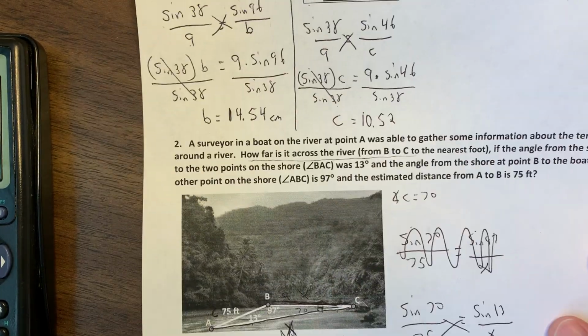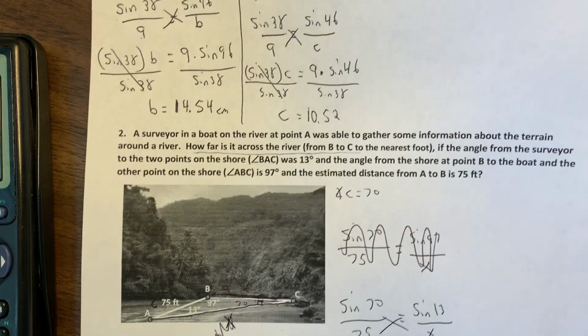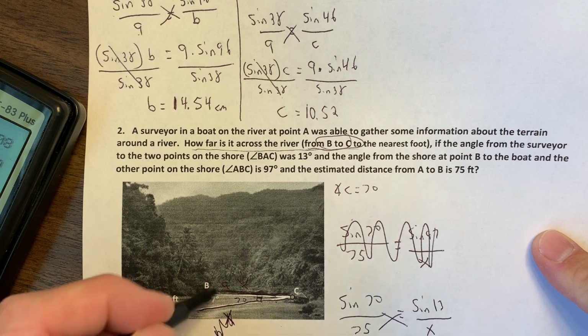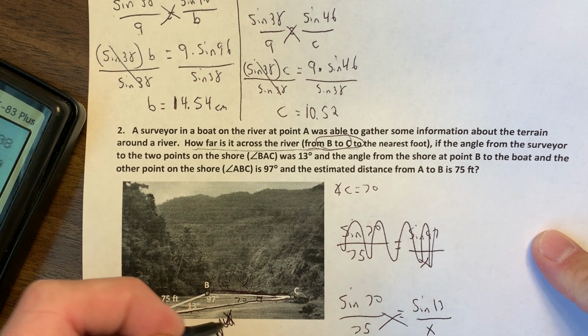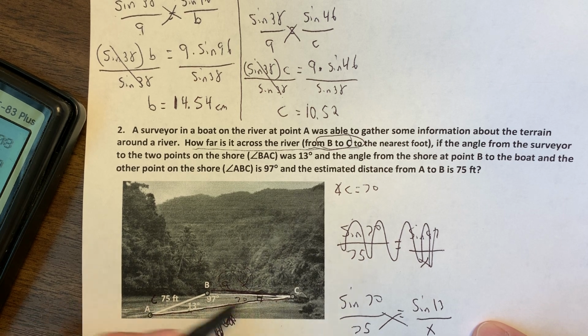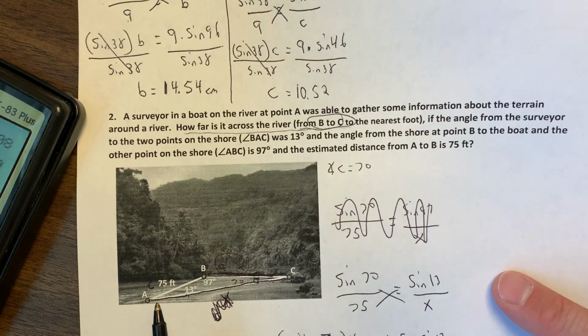I did it right. Again, make sure you guys read the problem. Read what they want you to round to. I messed up. It should go from B to C, and I didn't see that. They want to find this side here, not this side. So then I have to use the sine of 13 over x, and I still need angle C, 70. All right? Good luck.